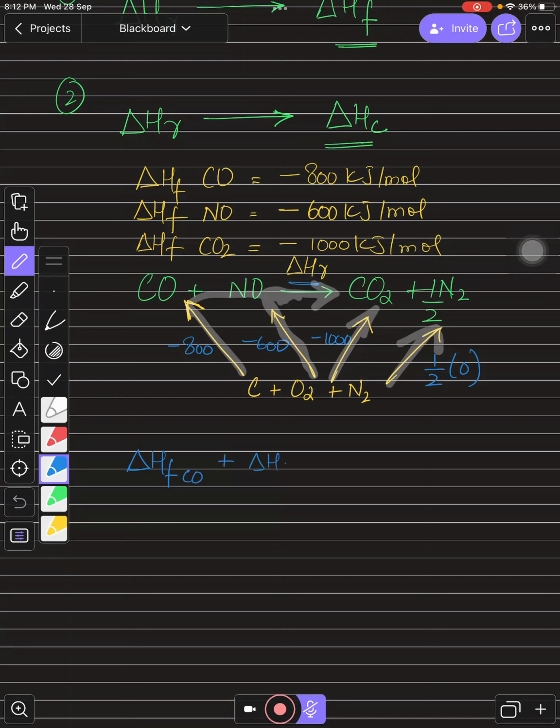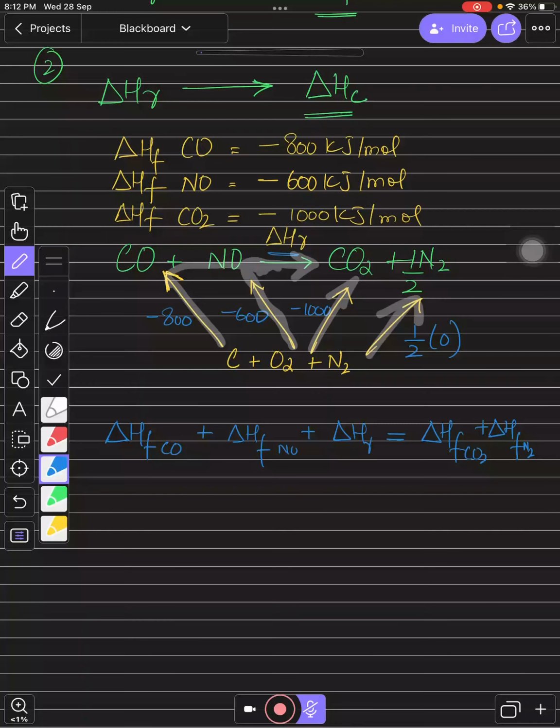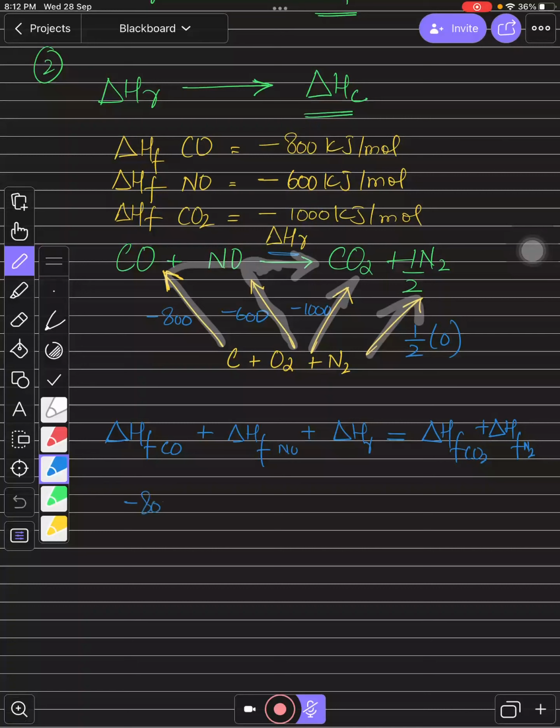enthalpy change of formation of nitrogen monoxide plus enthalpy change of reaction that we need to find out is equal to, और बाकी arrows उस तरफ आ रहे हैं, तो enthalpy change of formation of carbon dioxide plus enthalpy change of formation of nitrogen, right? And just put the values and get the answer, right? So it is actually 800, it is minus 600 plus this needs to be found out, right? And this is minus 1000 kilojoules per mole and this is 0, right?